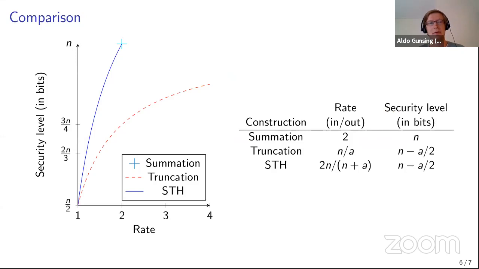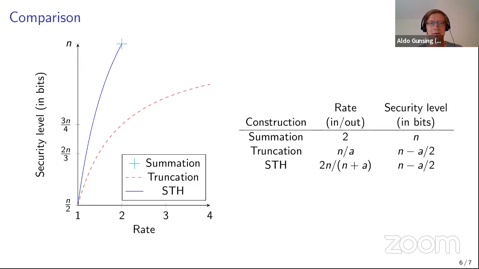Now I would like to compare those 3 constructions. On the left, we have a graph that plots the security level, denoted in bits, against the efficiency. The efficiency is denoted in the rate, which is the number of input bits on average needed to get an output bit. So the lower the rate, the more efficient a construction is. First of all, we have the summation denoted by a plus. It achieves the full n bits of security, and it has a rate of 2 because it needs 2 calls to the PRP to get one block of output.